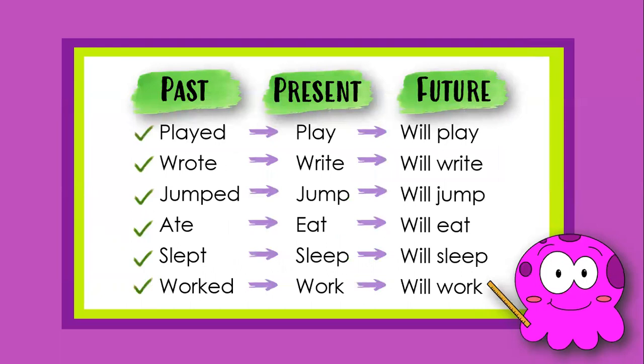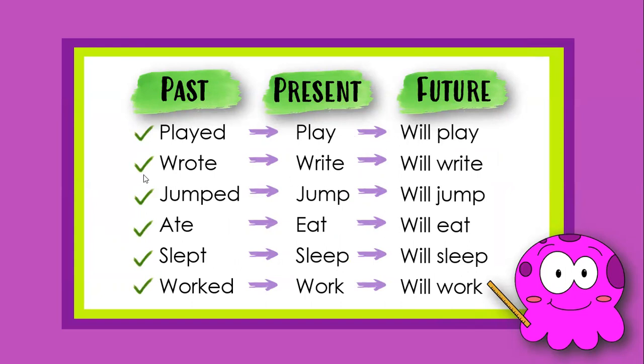Now, let's take a look at all of them in a single frame. So let's start with the verb play. The past tense for the verb play is played, with ed. This is a regular verb. Remember, regular verbs end in ed. And the future for all of them is going to start with the word will: will play.